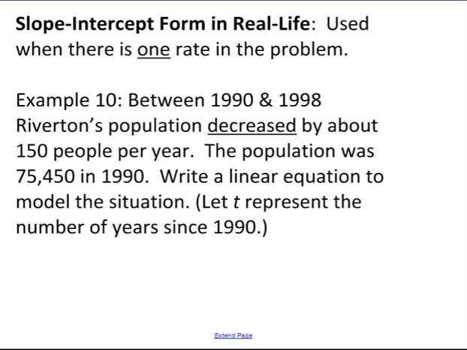All right, slope-intercept form. If you have a word problem and it asks you to write a model, and there's one rate, your answer is going to look like y equals mx plus b, where m is the rate that's per year, per month, per day, per mile. Anytime you say that word per, you're going to multiply times the variable. Be careful with this one.